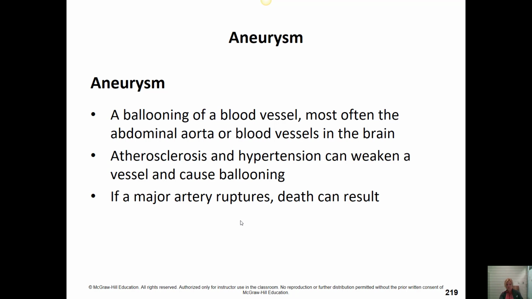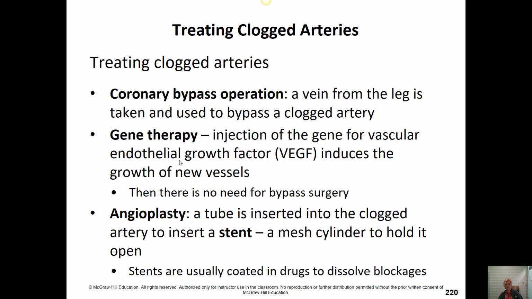So an aneurysm, we said, is a weakening of the blood vessel, and obviously if you have high blood pressure and these plaques on the blood vessel wall, that can weaken that vessel, cause it to balloon out with the pressure built by the left ventricle pumping the blood. It'll eventually rupture and the person will bleed out.